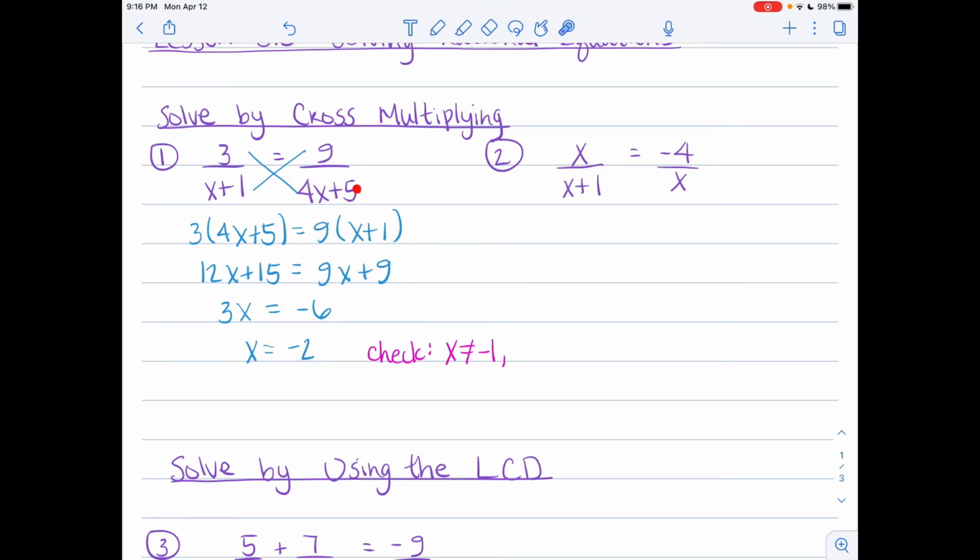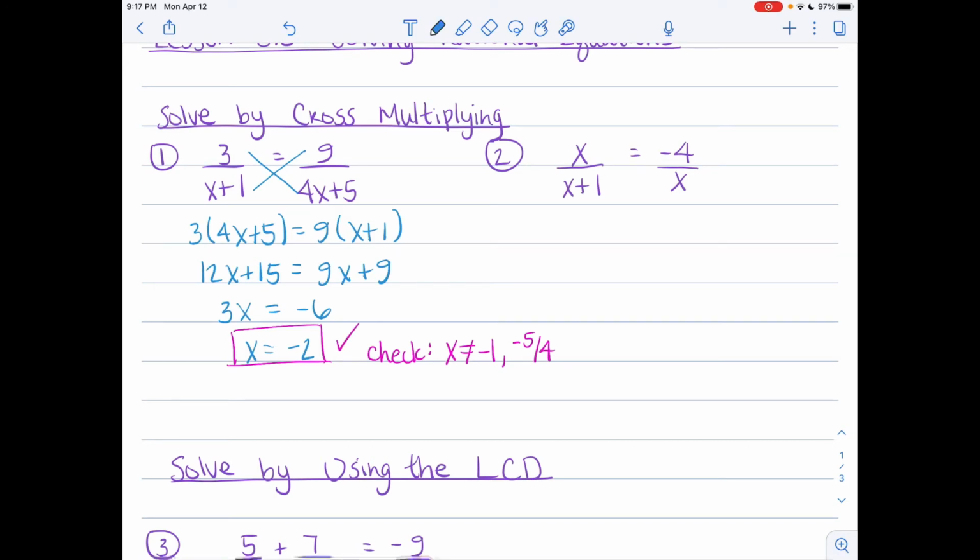The second one, 4x plus 5, when I set that equal to 0, I'll move the 5 to the other side, which will make it negative, and then divide by 4. So negative 5 over 4 is my other excluded value. Since x is actually negative 2 and not one of the excluded values, we are good.